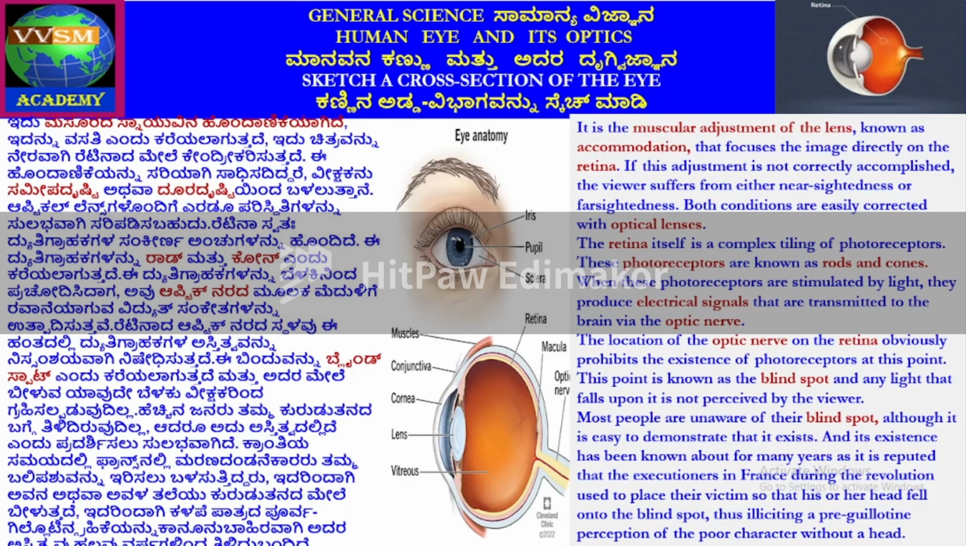It is reputed that executioners in France during the revolution used to place their victim so that her or his head fell on the blind spot, thus eliciting a pre-guillotine perception of the poor character without a head.